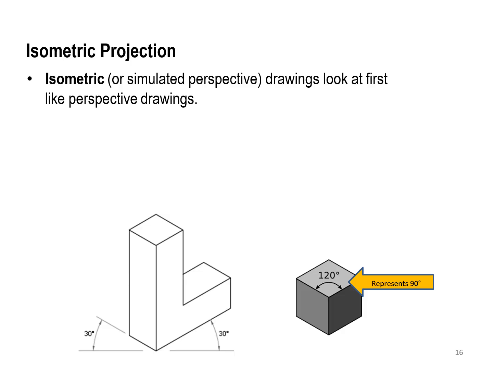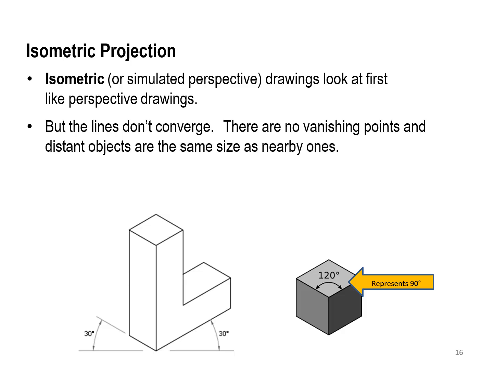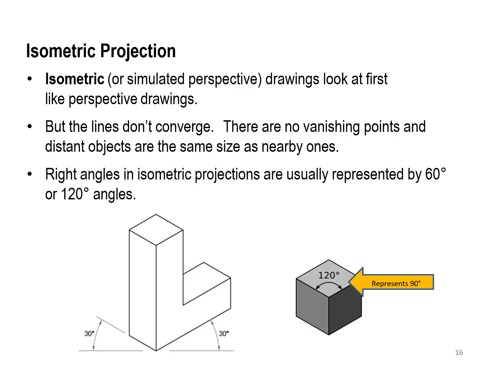For the isometric projection, or what we also call the simulated perspective, the isometric drawings look at first like the perspective drawing, but the lines do not converge. There are actually no vanishing points, and distant objects are the same size as the nearby ones. The right angles in the isometric projection are usually represented by 60-degree or 120-degree angles.